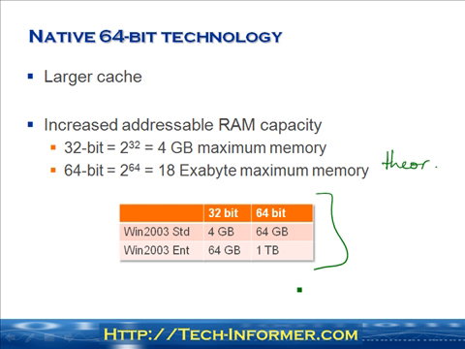Now, the reality, in terms of what you can configure, is this. With 32-bit technology, 2003 standard, we could do 4. With 2003 enterprise, we could do 64. And now these are the new, much larger numbers. But there's something else that needs to be explained. So, let's have a look.